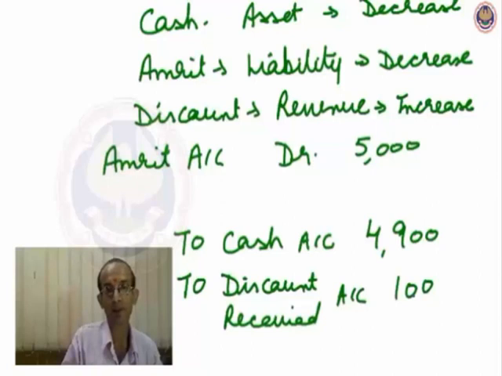One thing we should always keep in our mind, whenever any type of expense takes place, whether it is increased or decreased, or any income is received or it is repaid, we always debit or credit the name of the expense or name of the income. Now we are receiving the discount, so we use the term discount received. So the net impact is Amrit account debit 5,000, to cash account 4,900, to discount received account rupees 100.